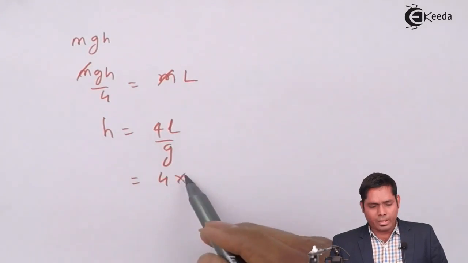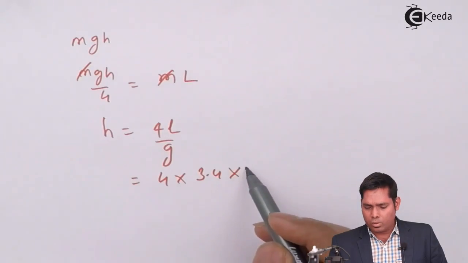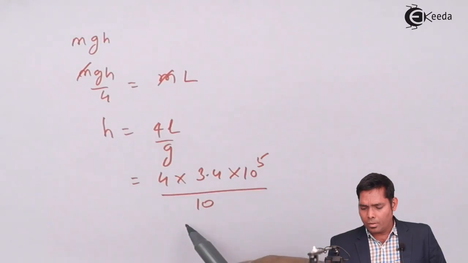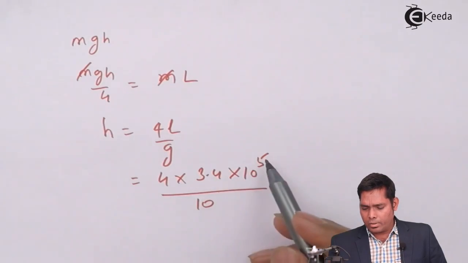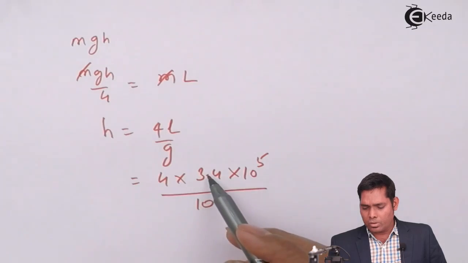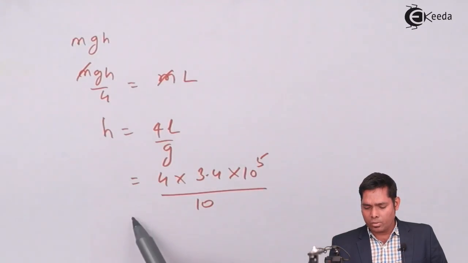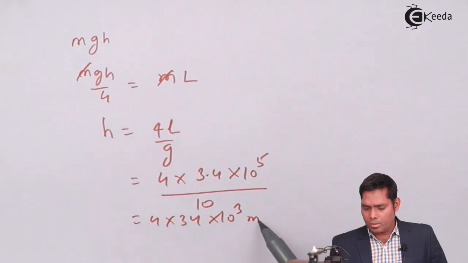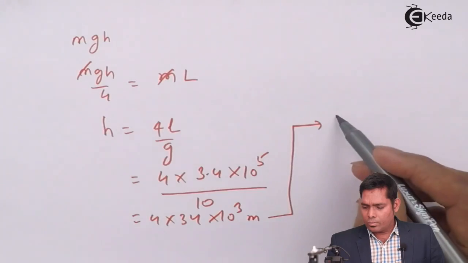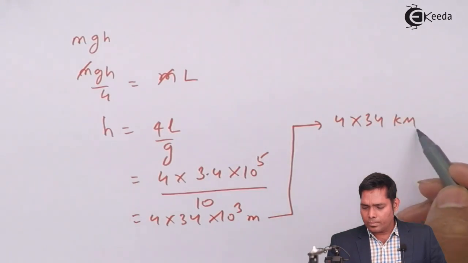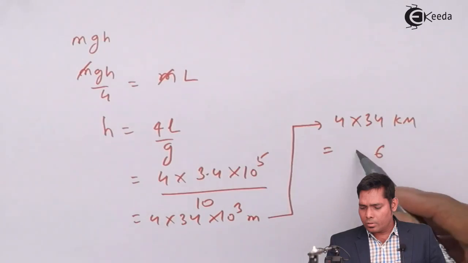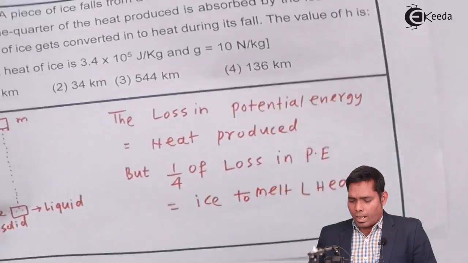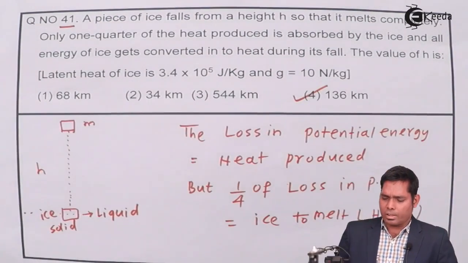This is 4 into latent heat, which is given as 3.4 × 10⁵ in SI units, divided by 10. So this is 100 in 10⁵. This cancels and this point cancels, and this is 10⁵. So this is 4 × 34 × 10⁵ meter, which is 4 × 34 kilometer, which is 136 kilometers. So the answer to this question is 136 kilometer.